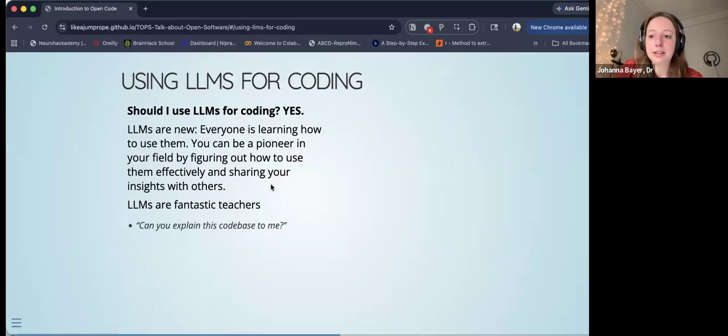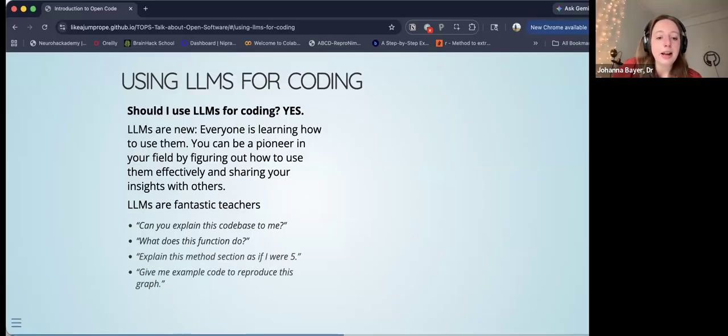Further, LLMs are fantastic teachers. So I would recommend using them not for generating your code, but for explaining things that you don't understand. These are prompts that I use. You can also, for example, if you find a really beautiful graph, copy it and paste it into the LLM and say, give me code to reproduce this graph. Like, what was used to create this graph, for example.